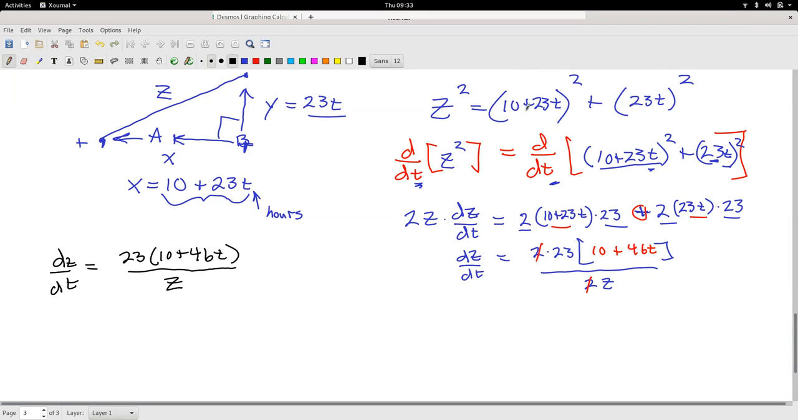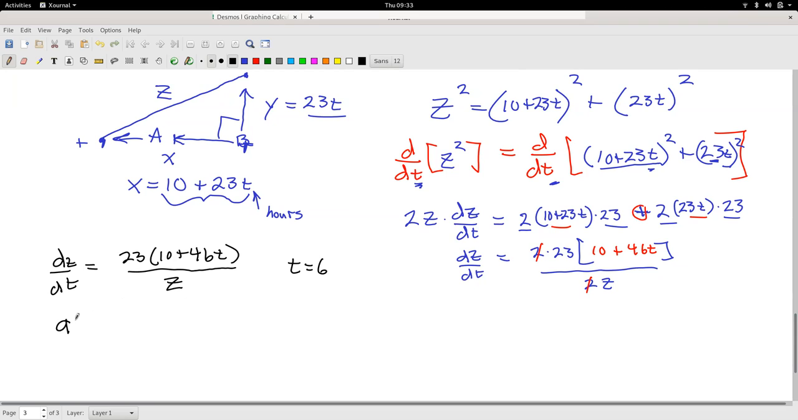Now, z is actually equal to the square root of all of this stuff. And that's fine. I could rewrite it in terms of t and get this expression to be just in terms of t by using that. So that would be an alternative. But bottom line here, I just want to know the number when I plug in 6. So 6 hours later. And so I can just calculate that up there.